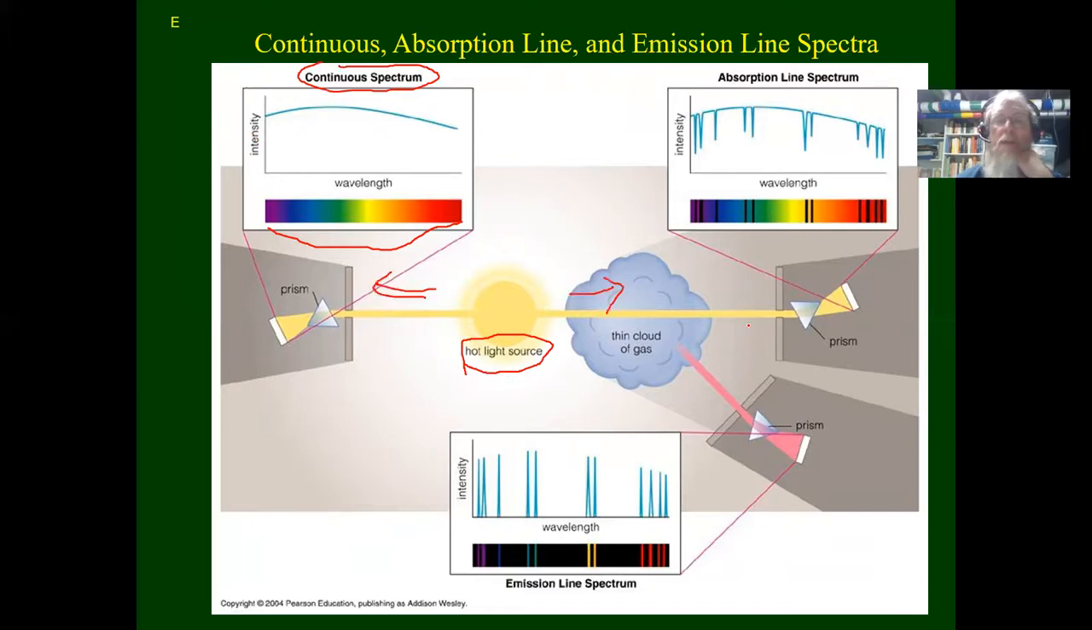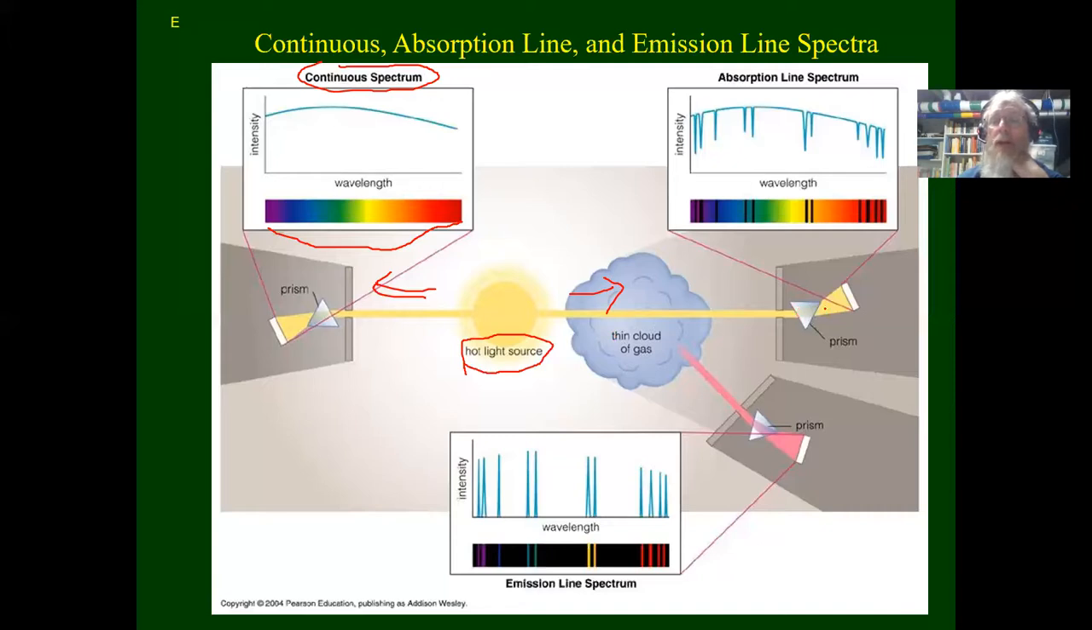Now, over here, we've got that light going through a thin cloud of gas. Astronomical examples would be light from the interior of a star going through the thin gas layers on the outside. It could be sunlight coming in through a planet's atmosphere. It could be starlight going through an interstellar gas cloud. Whatever it is, some of the atoms in that cloud are going to absorb some of that light, but only at specific wavelengths, depending on the elements involved.